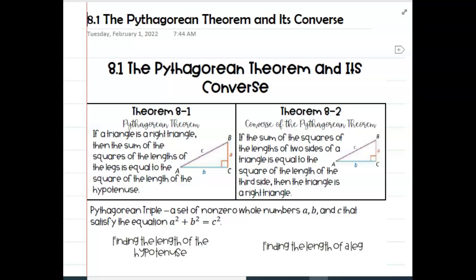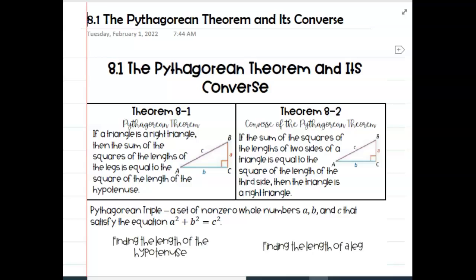The Pythagorean Theorem, first and foremost, deals with right triangles, so a triangle that has a right angle. Now, in a right triangle, the sides have different names. The longest side, oftentimes we call it C, but specifically we call it the hypotenuse. It's the side across from the right angle. The other two sides can be interchanged. You could call either one of them A or B.